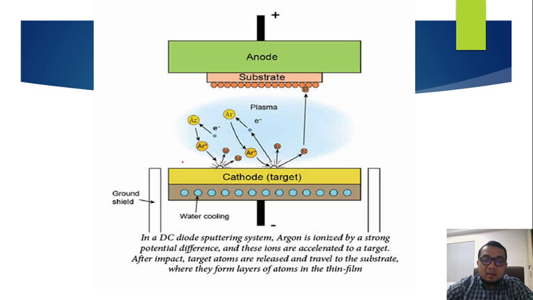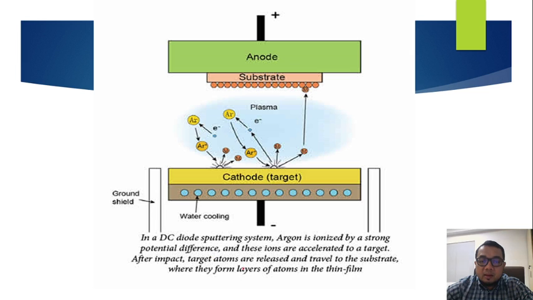So as you can see here, in a DC diode sputtering system, argon is ionized by a strong potential difference, and these ions are accelerated to a target. This is the target. So it will go to this substrate.